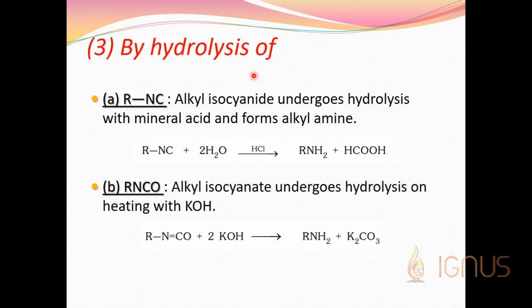Next, by hydrolysis. Alkyl isocyanide undergoes hydrolysis with the mineral acid and forms alkyl amine. You can see isocyanide. Cyanide means RCl. Isocyanide means RNC. That's the difference. If you hydrolyze this isocyanide, you will be getting RNH2 and acid HCOOH. That means it is formic acid and primary amine as the product.